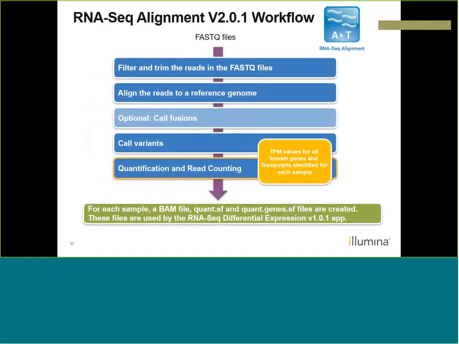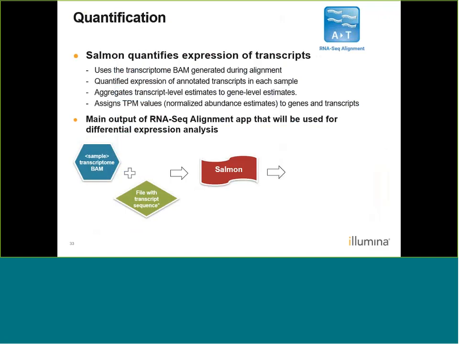Finally, our last step in this workflow is going to be the quantification and read counting. So from this, we're going to get our TPM values for all known genes and transcripts identified for each sample. Also, from the read counting step, we're going to get a list of raw read counts for each sample. So let's talk about quantification.